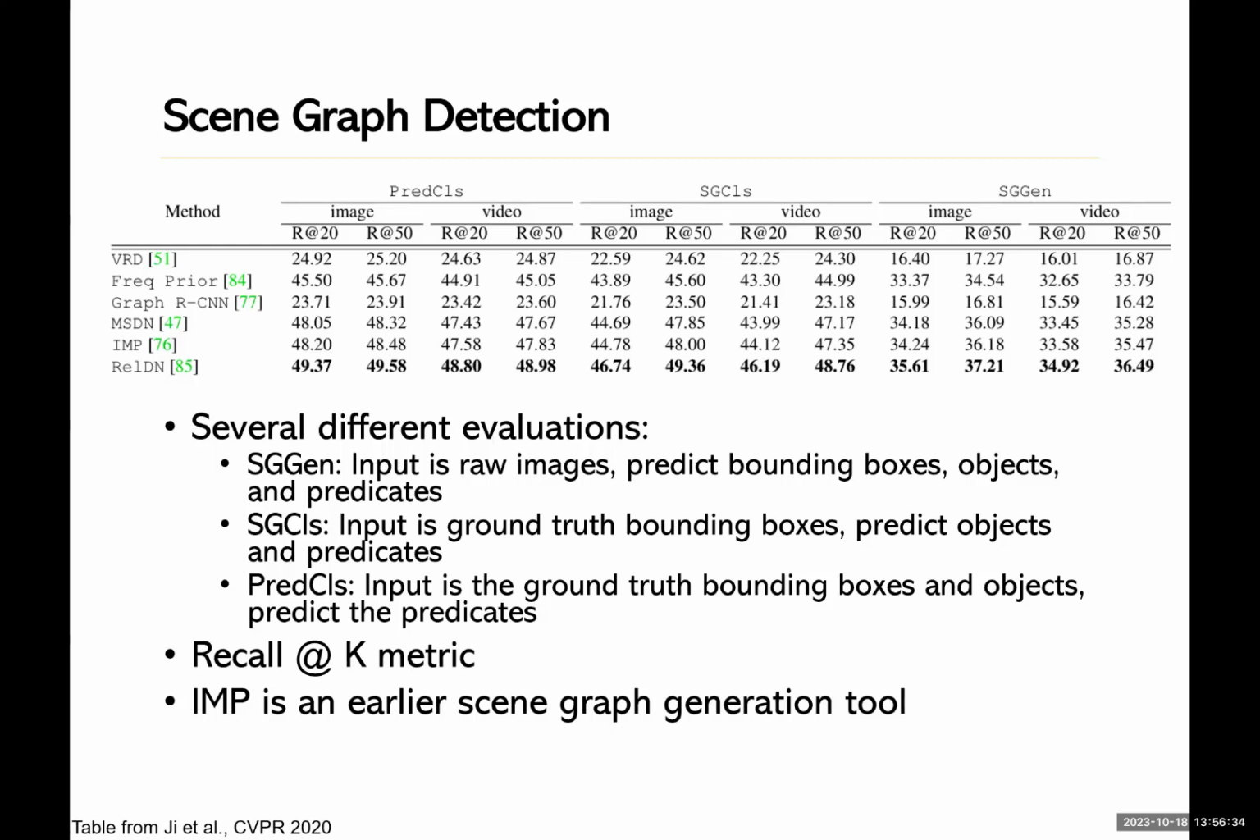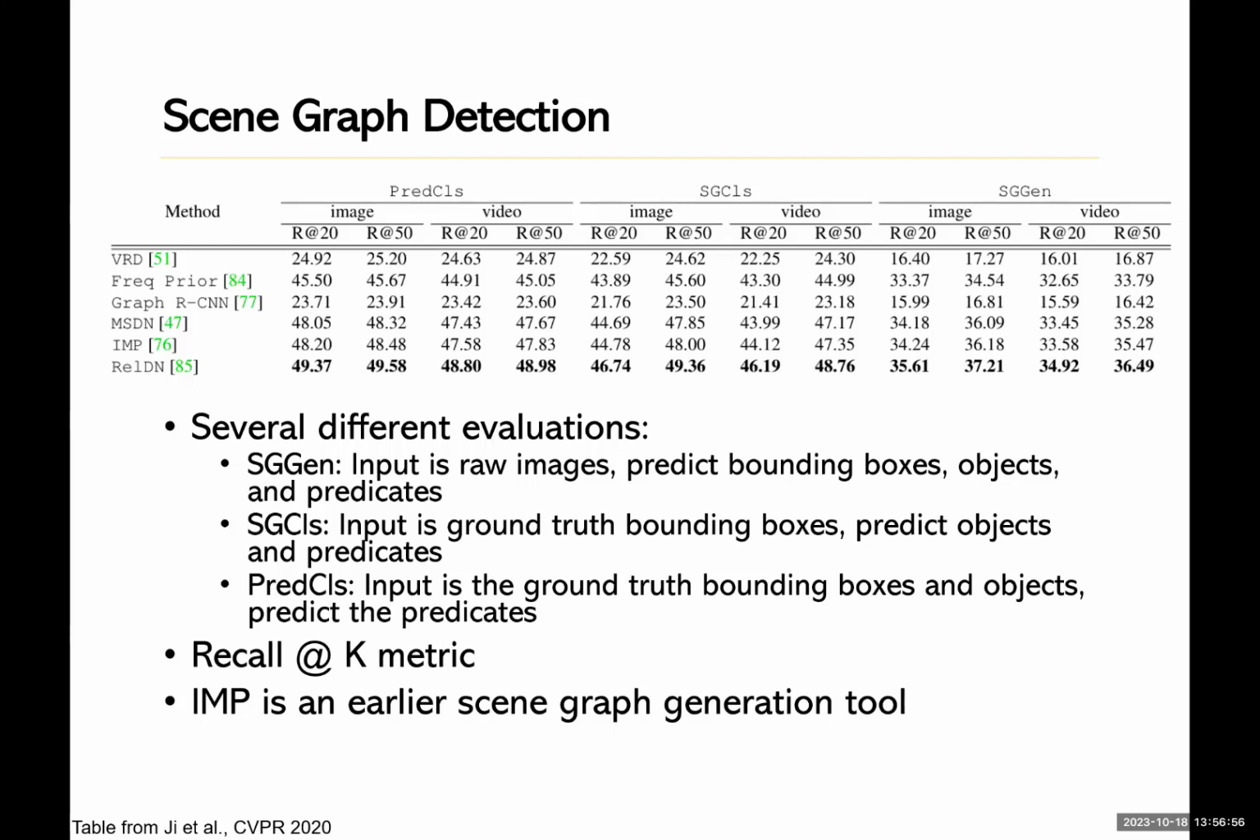In SGGen, the input is the raw images, and everything needs to be predicted: bounding boxes, objects, and predicates. Then in SGCLS, we say the system has ground truth for the bounding boxes, and in PREDCLS, we're actually only going to predict predicates.